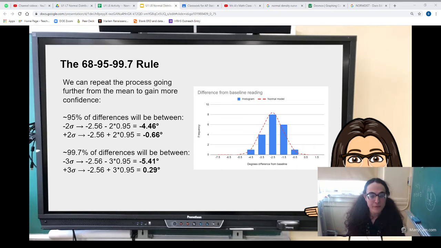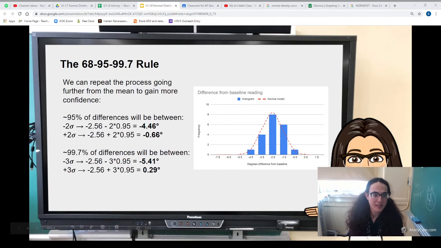So 95% of readings are likely to have differences between -4.46 and -0.66 degrees. That's like saying that I can predict, if I take my temperature, that it will be somewhere between 0.66 degrees below my actual temperature up to 4.46 degrees below my actual temperature 95% of the time. Or I can say I can predict it will be in this range of values with about 95% confidence.